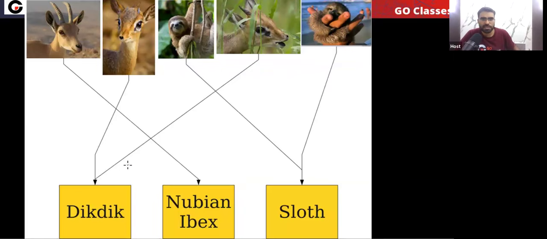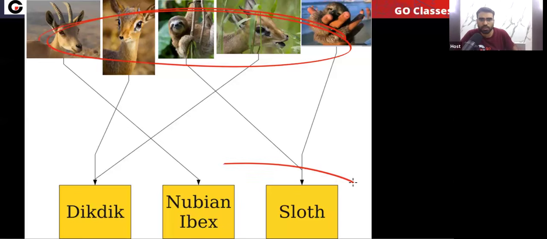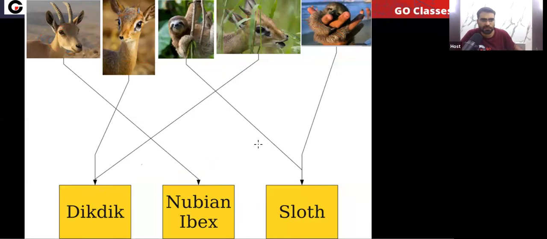Now, tell me, is this structure a function or not? Look at this structure on your screen. This is your domain and this is your codomain. So from this set to this set, is this structure a function? Yes, this structure is a function.